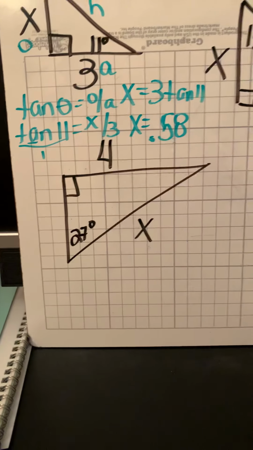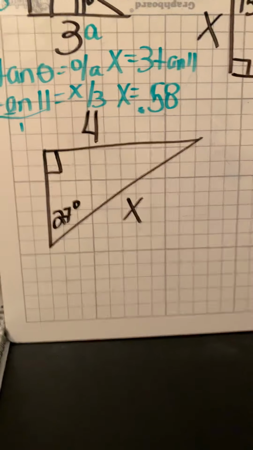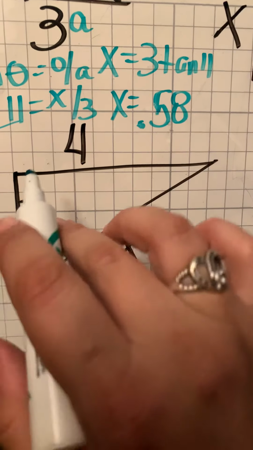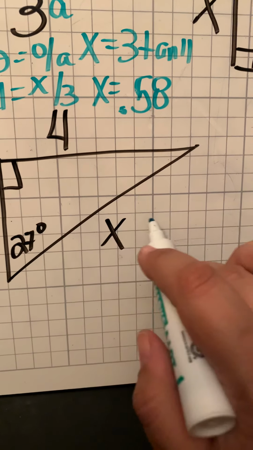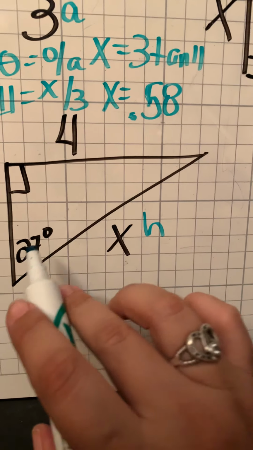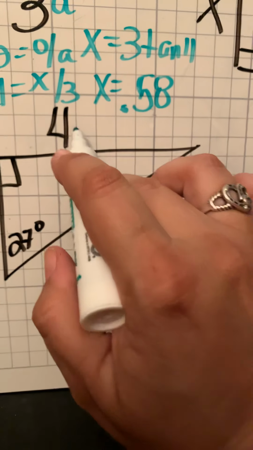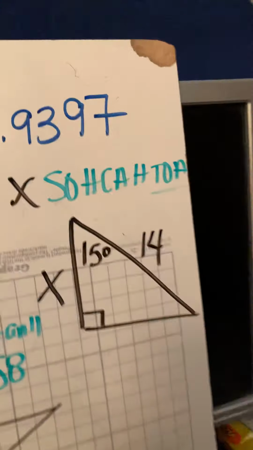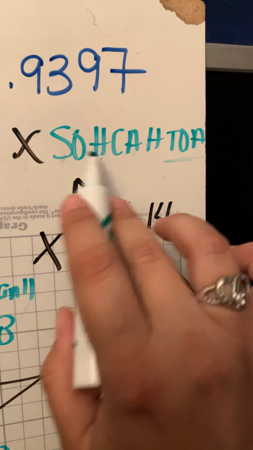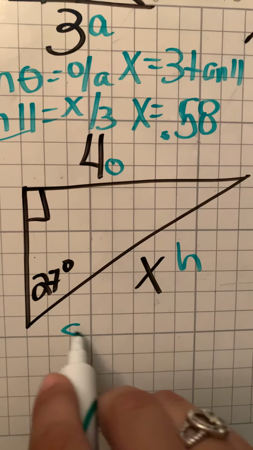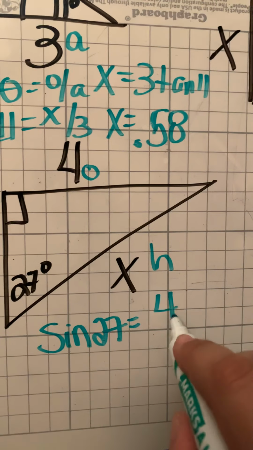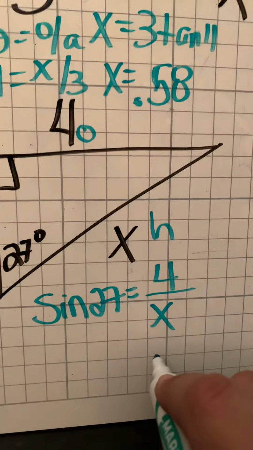Okay? So let's look at another one. Let's look at this next one. So we got 27 degrees here. According to 27 degrees, so there's my right angle. That makes this the hypotenuse. And that makes this the opposite. So what is opposite over hypotenuse? Opposite over hypotenuse. So what function is that? Sine. So you would go sine 27 equals opposite over hypotenuse.